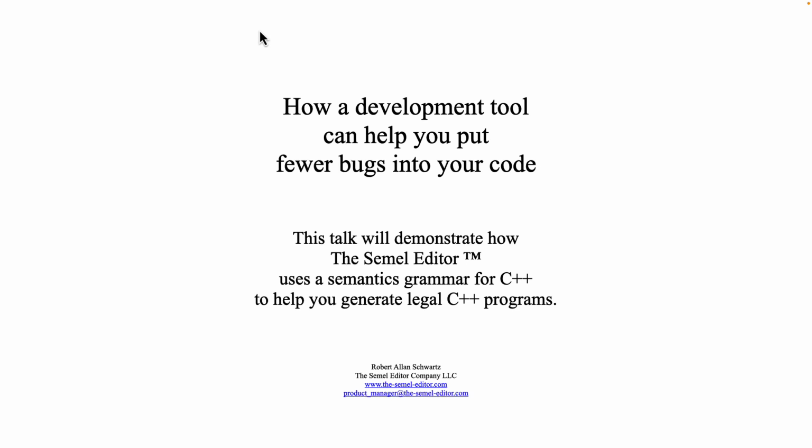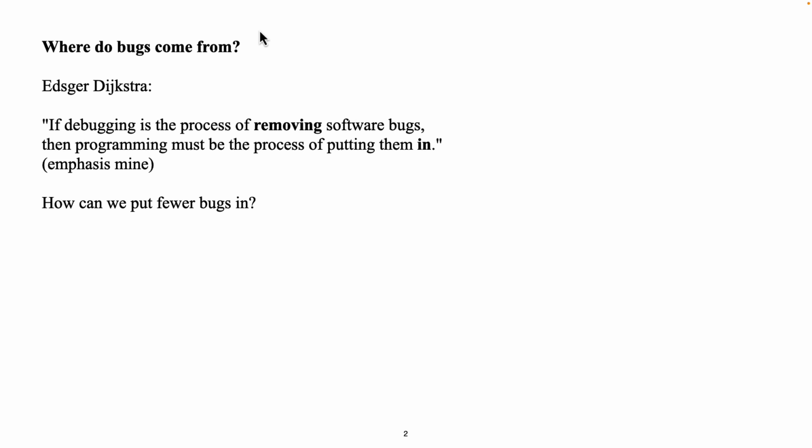This video will show you how a development tool can help you put fewer bugs into your code. Specifically, we will demonstrate how the Semel Editor uses a semantics grammar for C++ to help you generate legal C++ programs. Where do bugs come from?